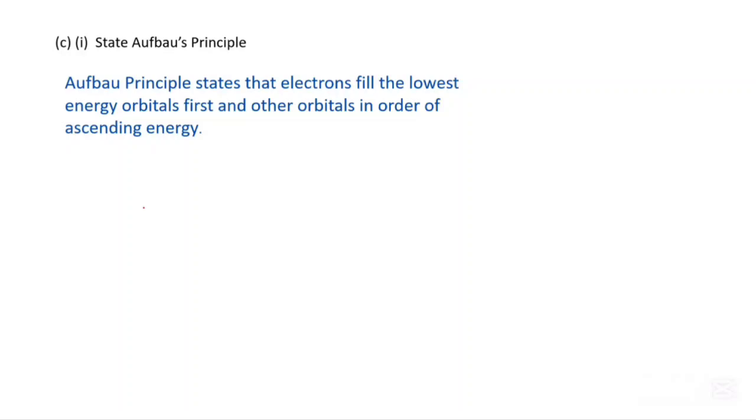The answer for this question is: the Aufbau principle states that electrons fill the lowest energy orbital first and other orbitals in order of ascending energy. So that means the electrons fill the lowest energy orbital first to higher energy orbitals. So the lowest energy orbital will be 1s.